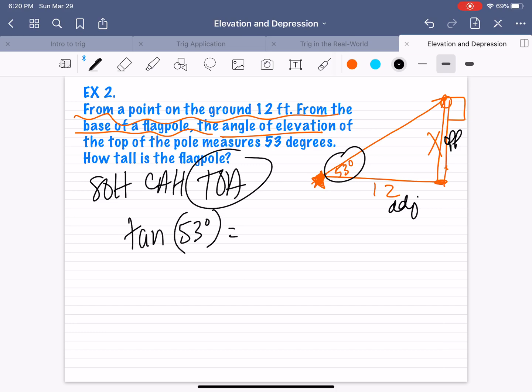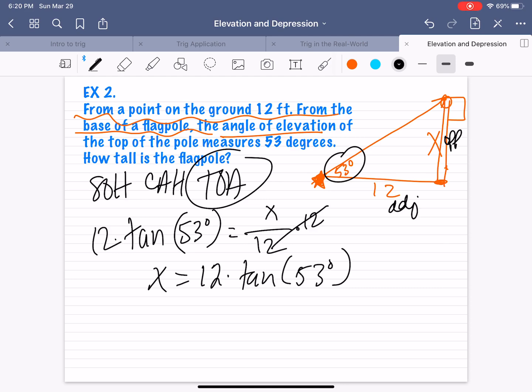So the tangent of 53 degrees is equal to the opposite over the adjacent. So solve for x, and that will give you the height of the flagpole. Multiply both sides by 12. So x is equal to 12 times the tangent of 53 degrees.